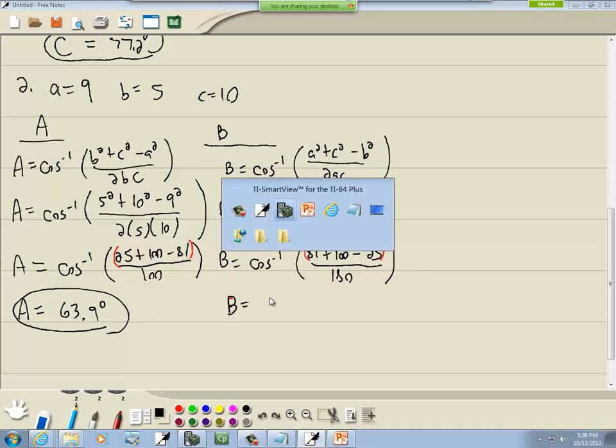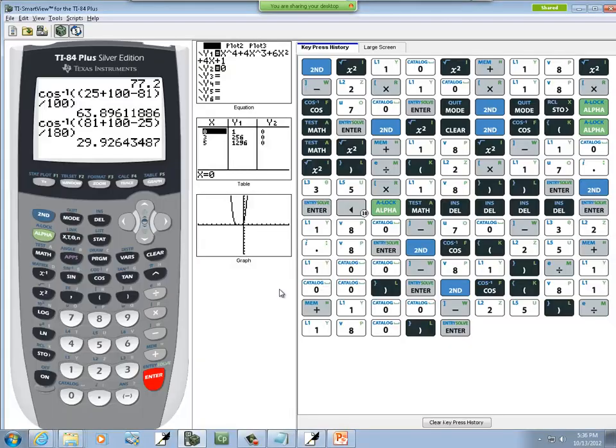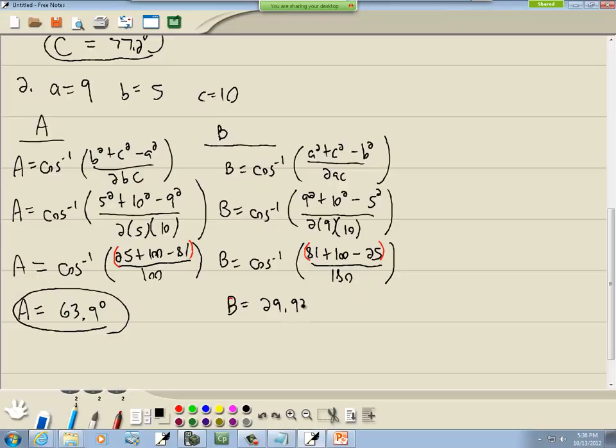So we got B is equal to 29.93 degrees, taking 2 decimal places. Now, assuming that I've typed these in correctly into the calculator, which is always kind of iffy, I'm looking through for any errors. I don't see any, but that doesn't mean anything.